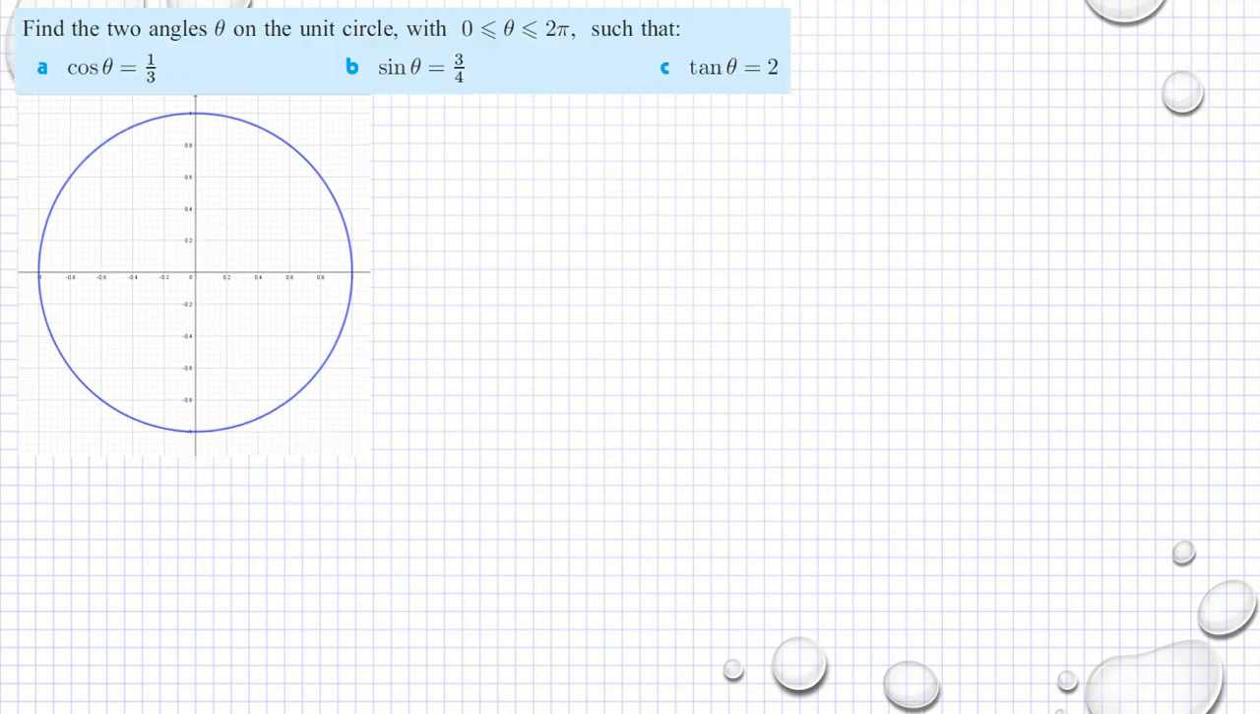Here we go. Find the two angles theta on the unit circle from 0 to 2 pi. Because they use 2 pi here, we're going to use radians. If they use degrees, then we're going to use degrees. So cosine, that is here, actually, 1/3 is almost 0.33. So if we can use that, almost there. That means this is your theta, and this is also your theta.